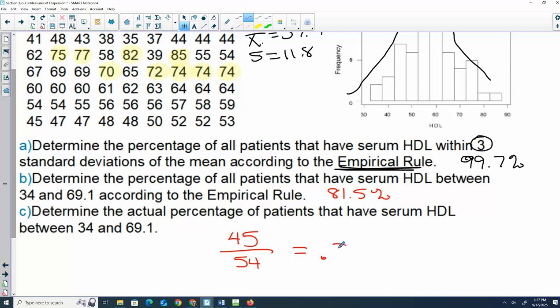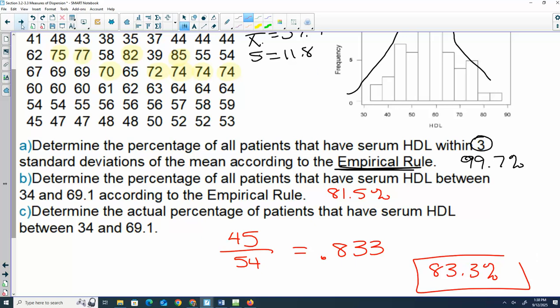If you divide those, you get 0.83 repeating. So we got, in our actual data, 83.3%. Is that pretty close to the 81.5 that our empirical rule predicted? Yeah. Is it going to match exactly? No, because our data wasn't perfectly bell-shaped, but it should be close. This only works for bell-shaped data.